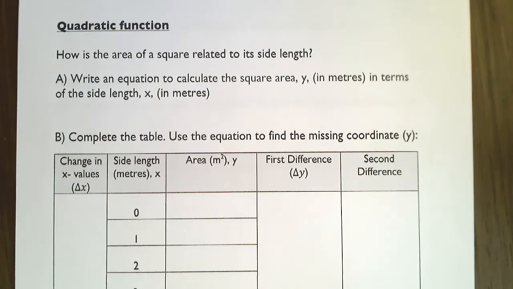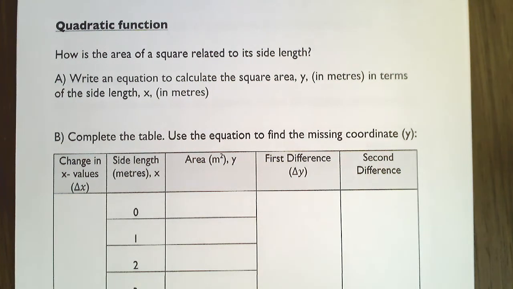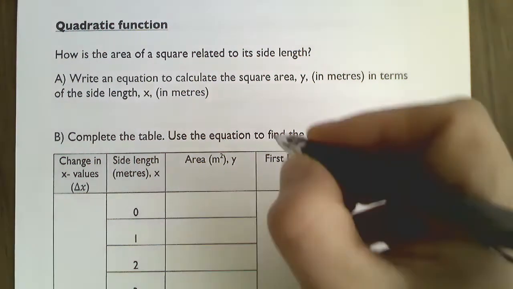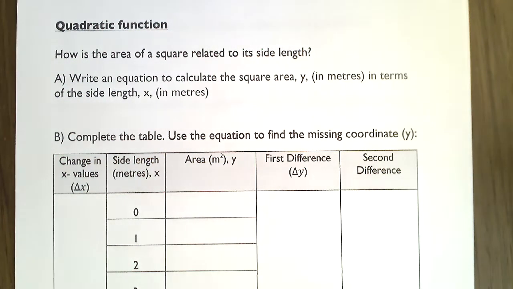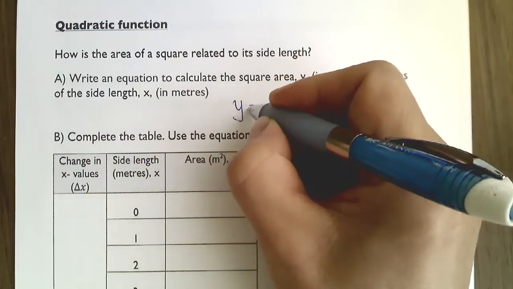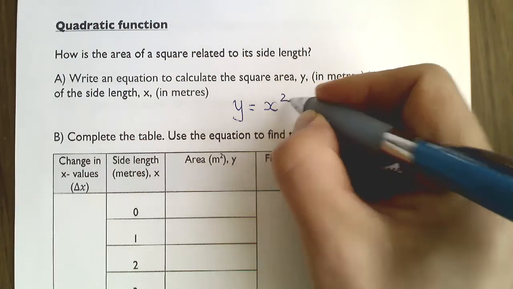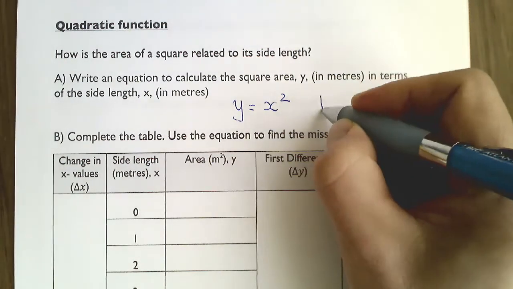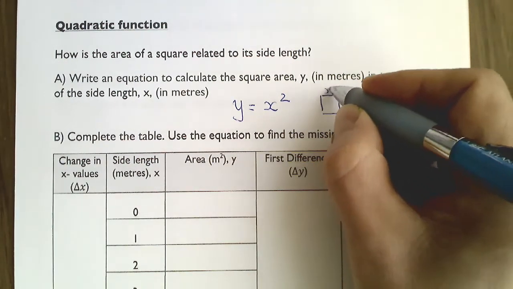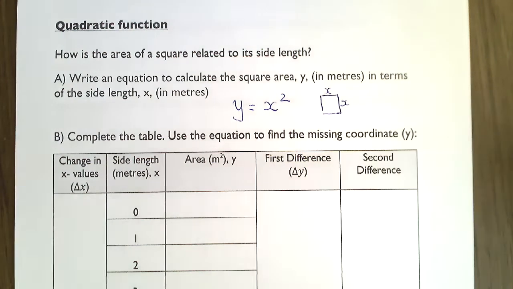Now, let's look at the relationship between the area of a square and its side. To write an equation to calculate the square area in terms of a side length, we will use two variables, x and y. Y will represent the square area, and x will represent the side length. And the equation will be y is equal to x squared, since a square has two equal sides, and the area of a square is side times side.